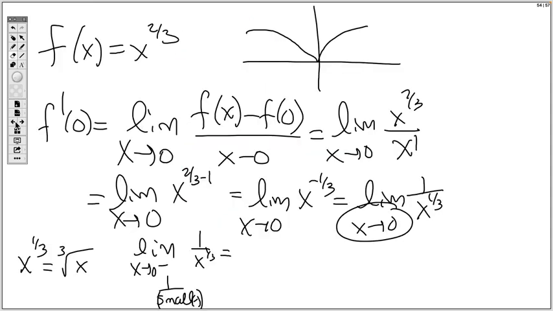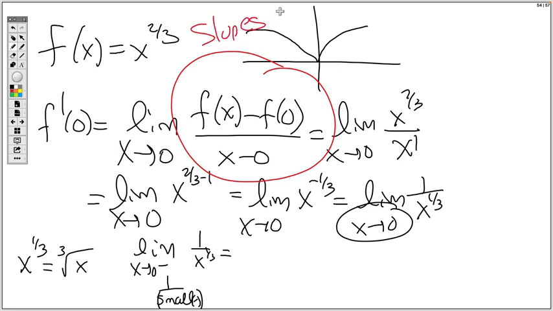Once again, you want to think of these as slopes. You with me or not? So these are the slopes, and the slopes are going to minus infinity one way, positive infinity the other way. That creates that well.